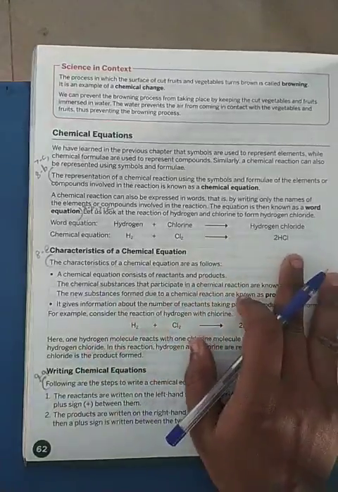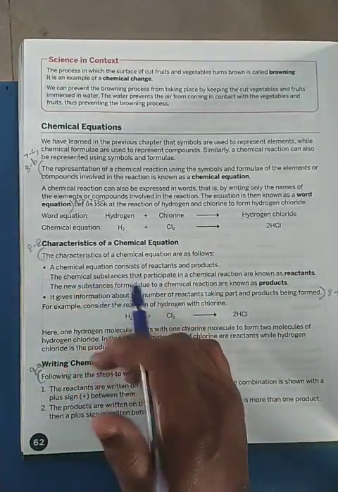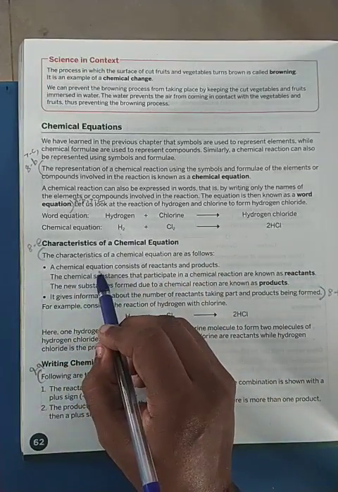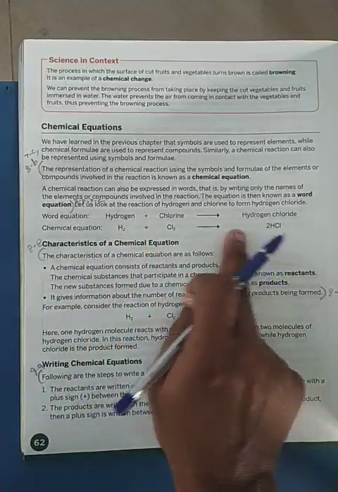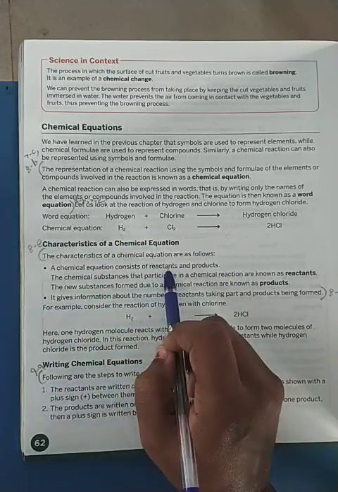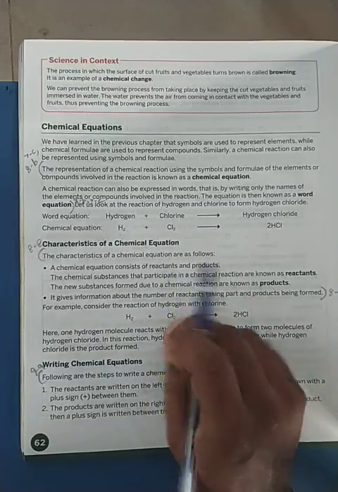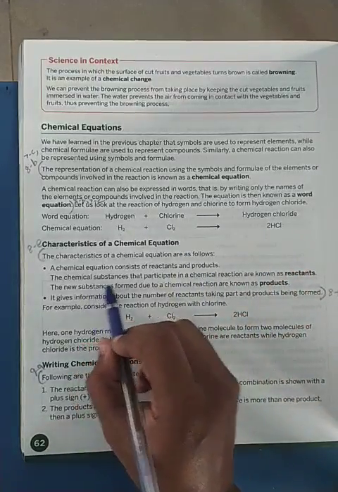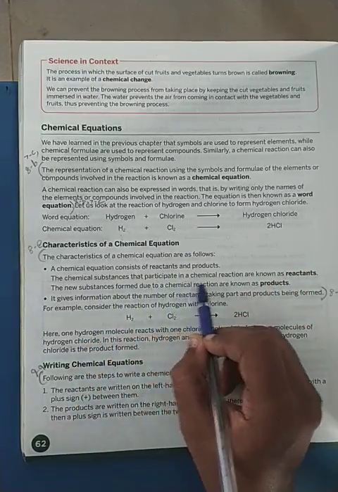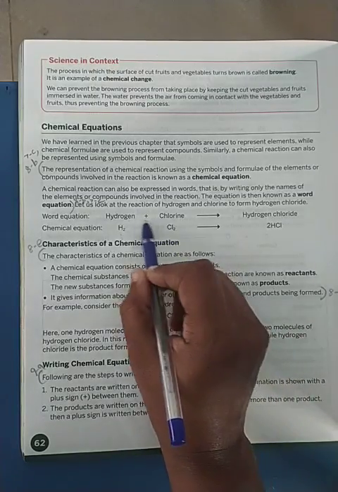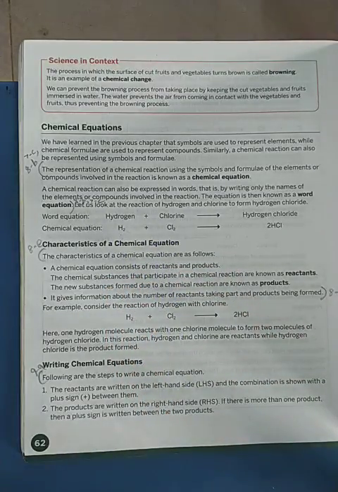Next, coming to the characteristics. What is the first characteristic? You remember the chemical equation. It consists of reactants and products. So what are the reactants and what are the products? Reactants are the chemical substances that participate in a chemical reaction. Participate means what? That they are going to be combined.